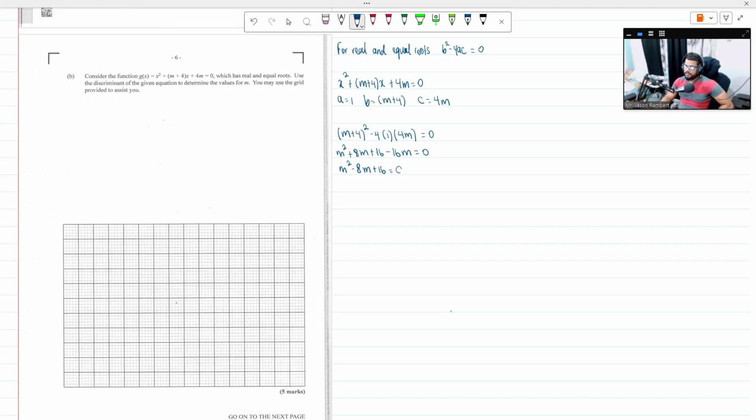Let me go ahead and factorize it normally. I'm going to get factors of 16 that will add to give me minus 8. That is minus 4 and minus 4. Minus 4m plus 16 is equal to 0. I'll get m into m minus 4 minus 4 into m minus 4 is equal to 0. I'll get m minus 4 into m minus 4 is equal to 0. And I get m is equal to 4 only.